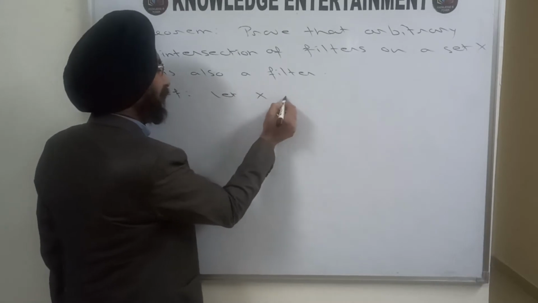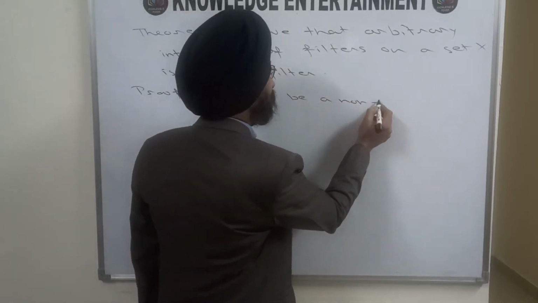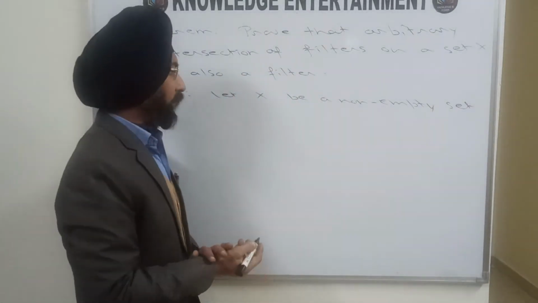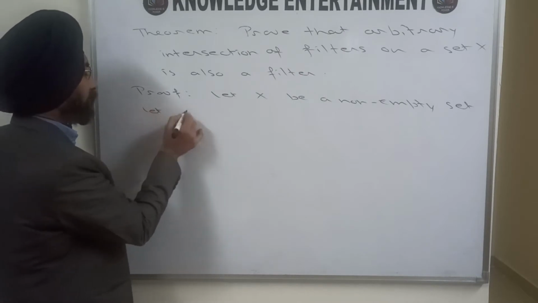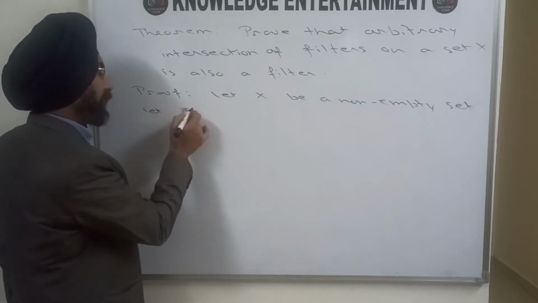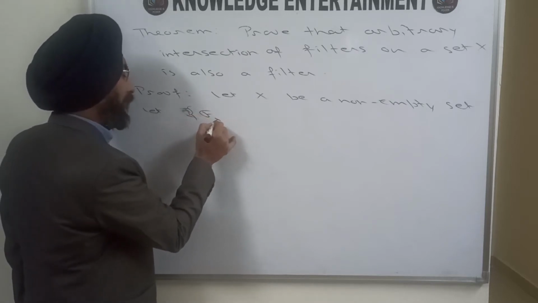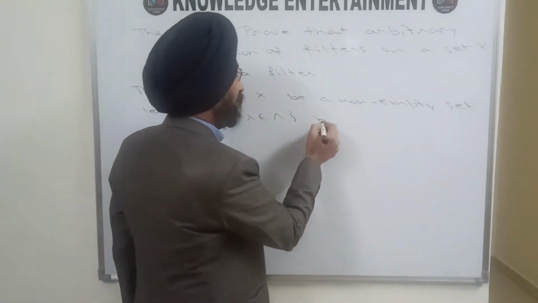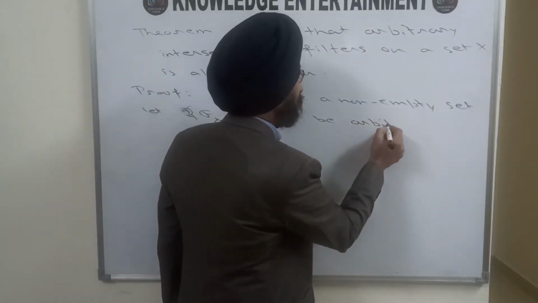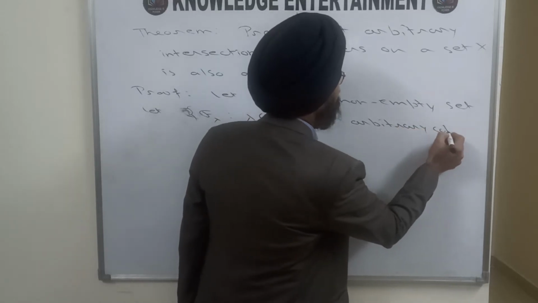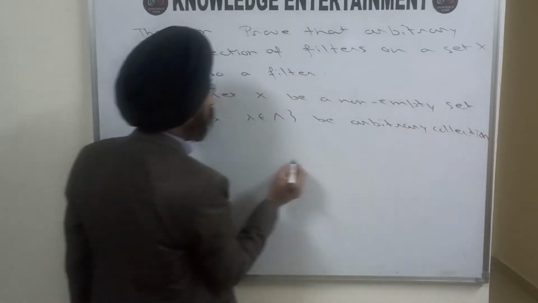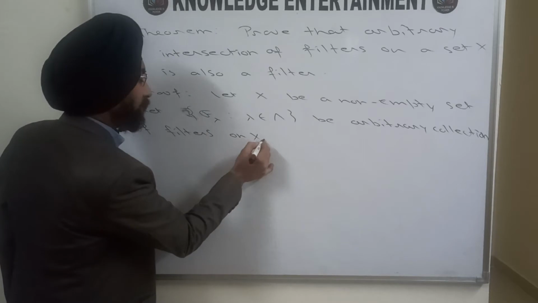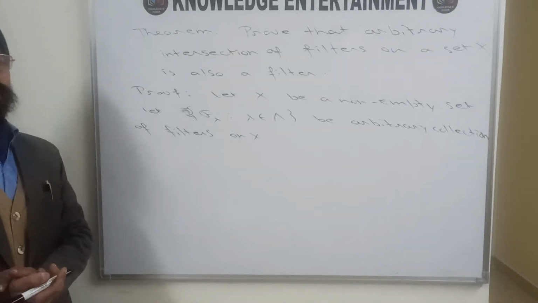Let X be a non-empty set, as there is no filter on an empty set, so we have to take a non-empty set. So let X be a non-empty set. Let there be a family F_λ, where λ belongs to a particular index family Λ. Let this be an arbitrary collection of filters on X. What we are to show is that their intersection is also a filter on X.